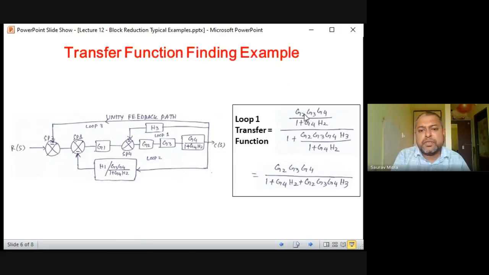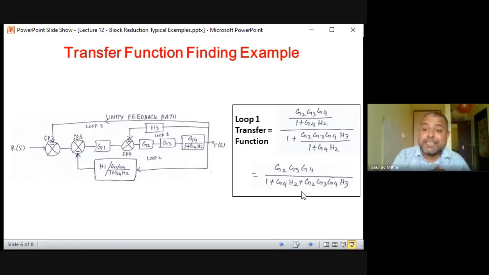So G2, G3, G4 divided by 1 plus G4 H2. If you multiply all this, it gives you a forward transfer function of G2, G3, G4 divided by 1 plus G4 H2, and the feedback is H3. So G by 1 plus GH, because this feedback is negative. Now G is G2, G3, G4 by 1 plus G4 H2, divided by 1 plus this thing. If you solve it, it comes to be G2, G3, G4 divided by 1 plus G4 H2 plus G2, G3, G4 H3.